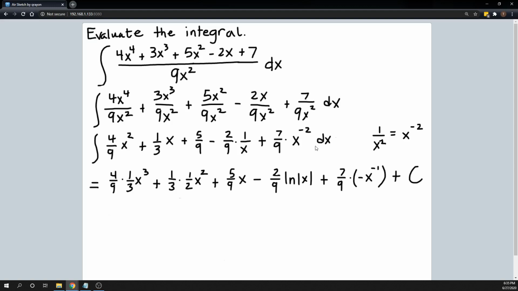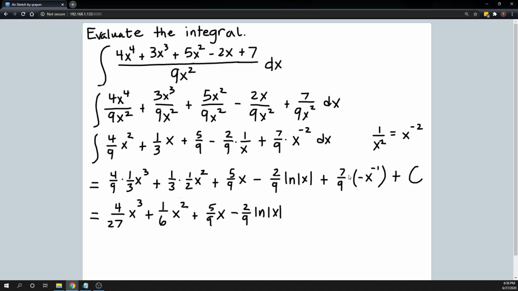All right, so we're done integrating now. Now it's just a little cleanup, and we just need to simplify this as much as possible. So here I have 4/9 times 1/3, that's going to be 4/27 x cubed. 1/3 times 1/2 is 1/6. Nothing to do with that piece. It's just 5/9 x minus 2/9 times the natural log of the absolute value of x.